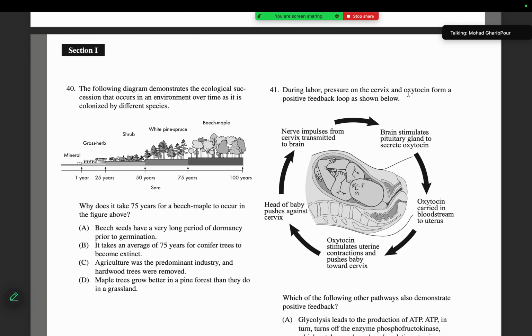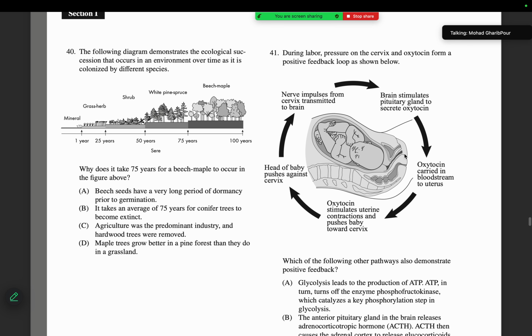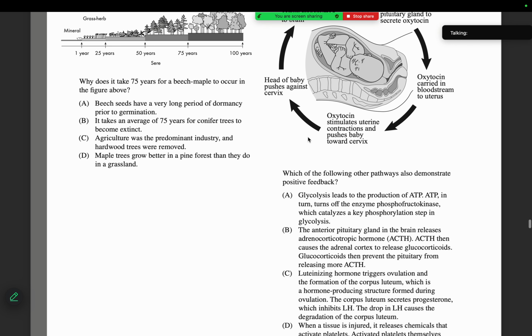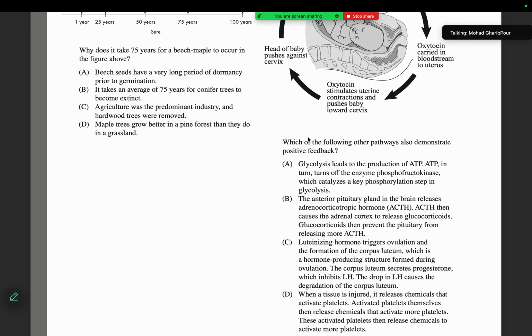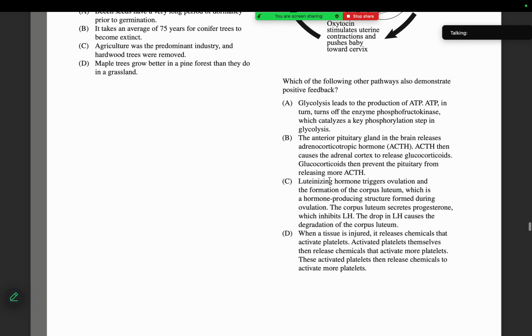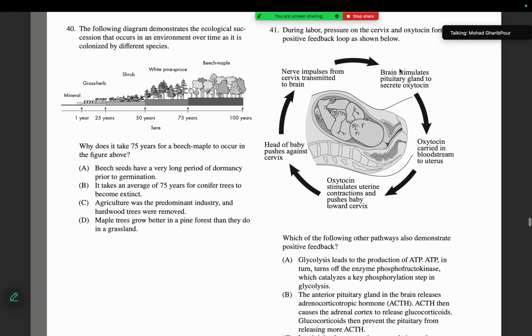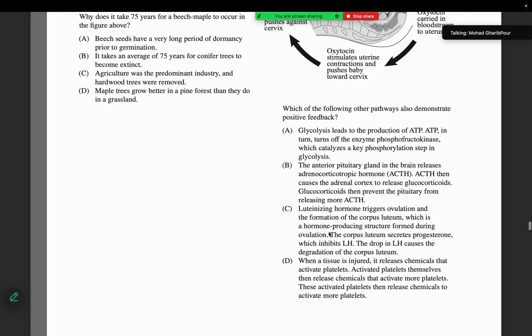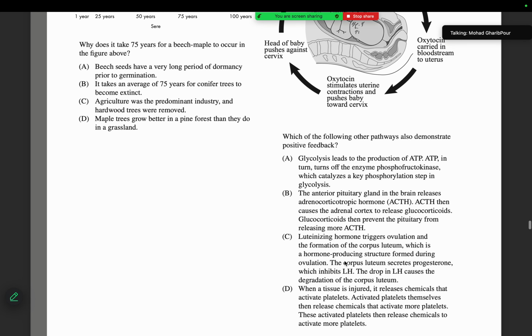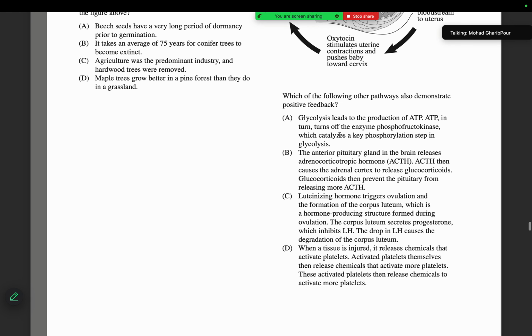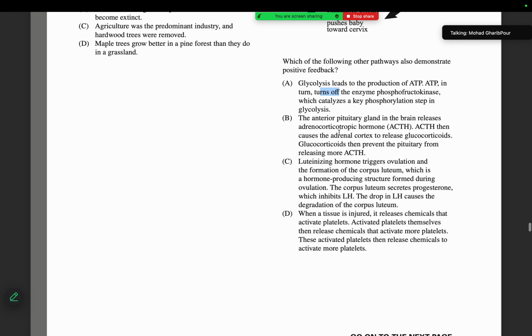41. During labor, pressure on the cervix and oxytocin form a positive feedback loop, as shown below. Which of the following other pathways also demonstrates positive feedback? Basically, you do not need this diagram to answer this question. You just need to know what positive feedback is. Glycolysis leads to the production of ATP, ATP in turn turns off... No, that's not positive feedback.